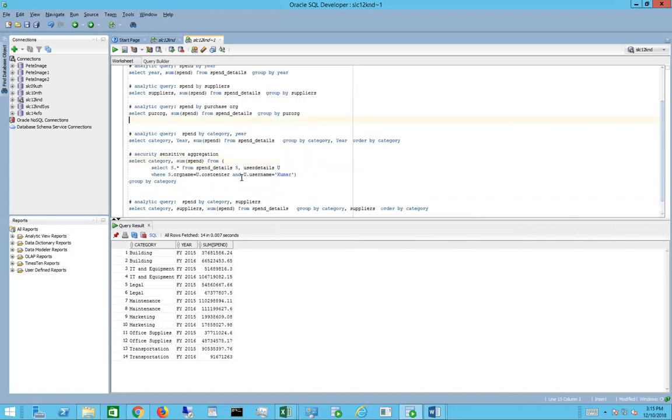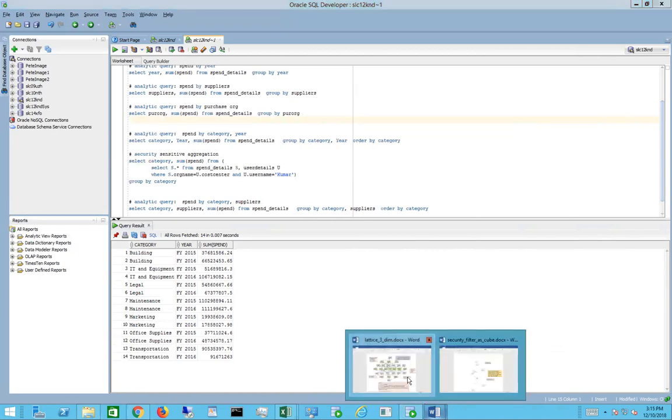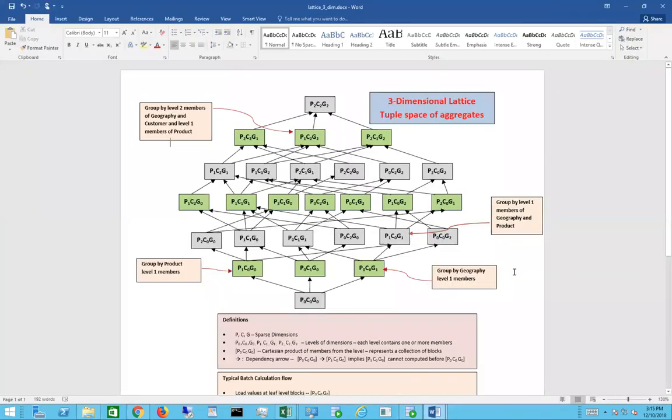All of these are characterized as what we call an aggregation. Most of these group by queries basically perform what is called an aggregation. You can say it in a different way. It is easy to prove that every one of the aggregation queries is a point in what we call a multi-dimensional lattice, or the tuple space.